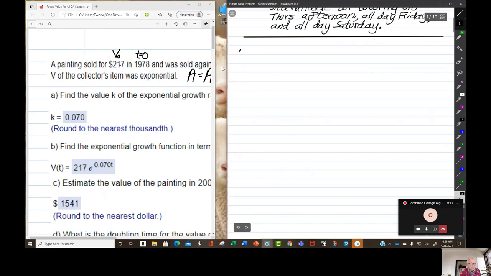So this is our first... actually, it's not really a number. What it is is the painting version. So let's call it that: painting version of the future value problem.